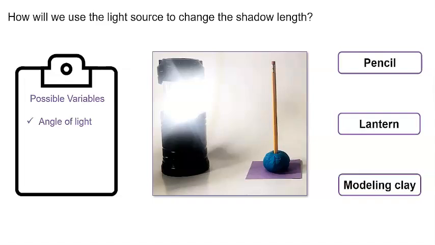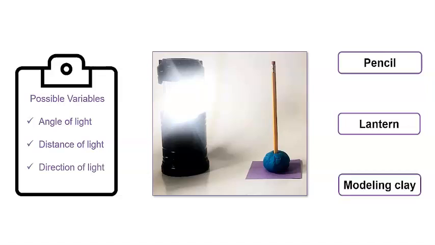What other variables can we change? We can change the distance between the lantern and the pencil to see if it affects the length of the shadow. And we can even change the side of the pencil lit by the lantern. Let's investigate each of these variables: angle of light, distance of light, and direction of light.